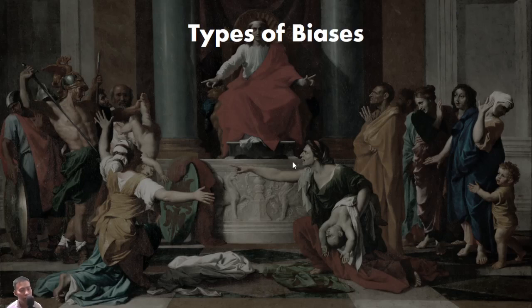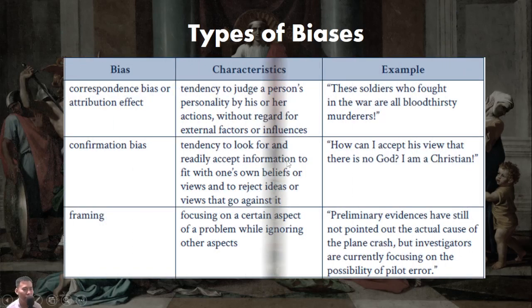Now let's move on to the types of biases. Okay, so let's have here the example of bias. The first example of bias is correspondence bias or attribution effect. This is the characteristic tendency to judge a person's personality by his or her actions without regard for external factors or influences.